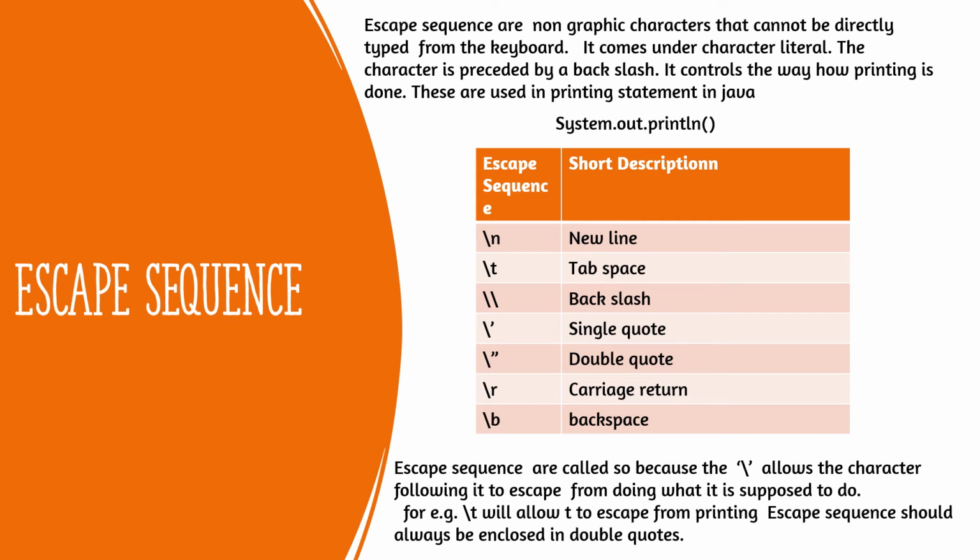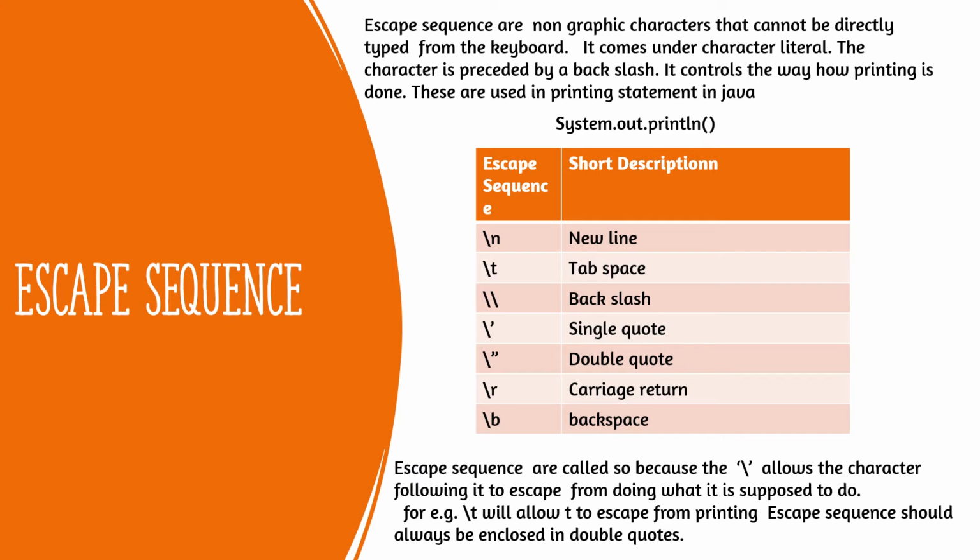And here we can see escape sequences, why they are called so. The backslash allows the character following it to escape. For example, as soon as we give the System.out.println statement, whatever is typed inside will be printed. But this backslash will allow the character following it to escape from doing what it is supposed to do, which is printing in a normal way. So after the backslash, whatever character you type will not do the particular work it is supposed to do. That is why it escaped from doing so.